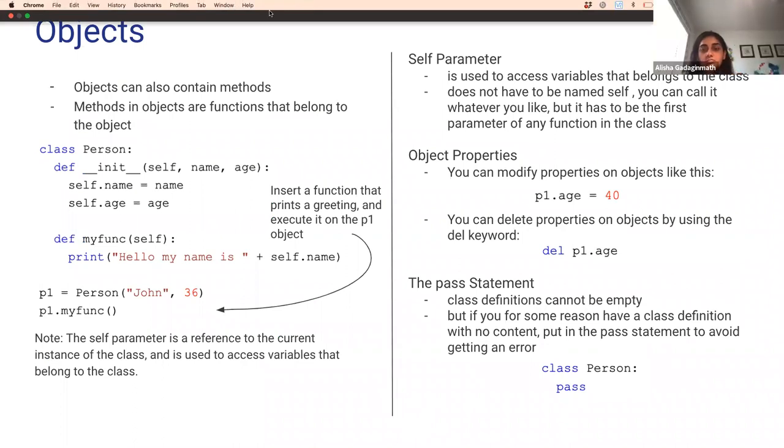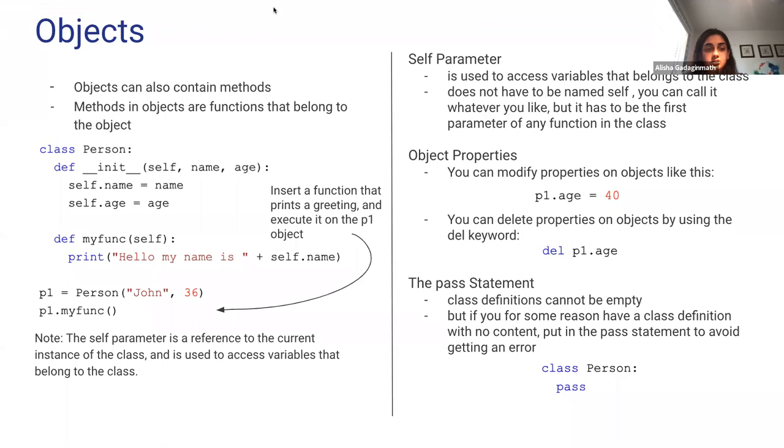Okay, so now we'll go over objects. Objects can also contain methods. So methods and objects are basically functions that belong to the object. For example, class person, so you have these specific parameters in the init function, and then you have my func as another function under class person, and then at the end you insert a function that would print a greeting and execute on the P1 object.